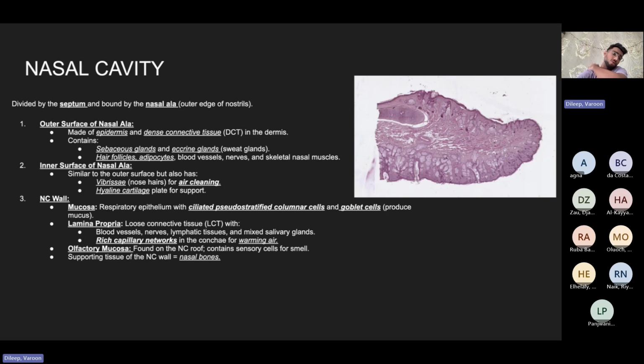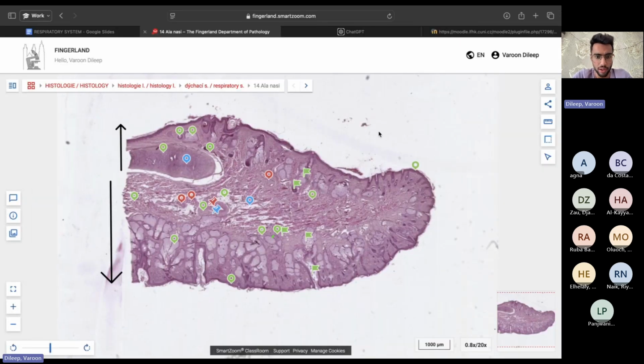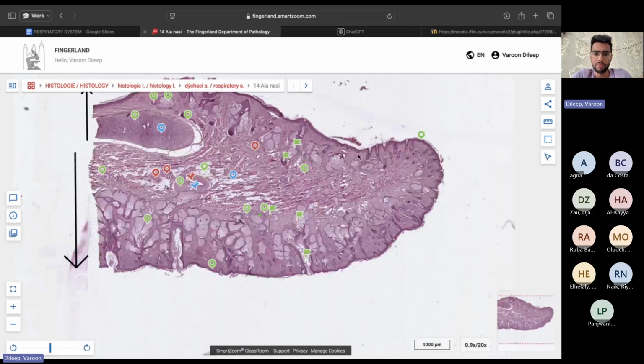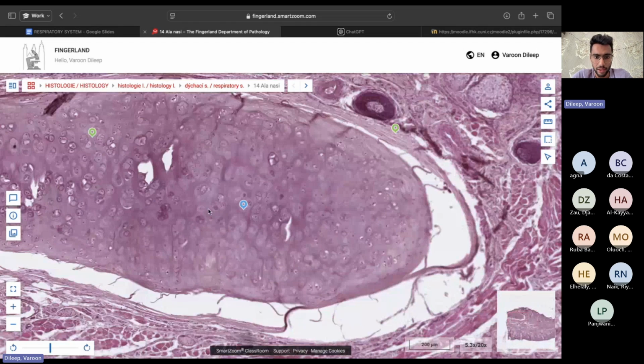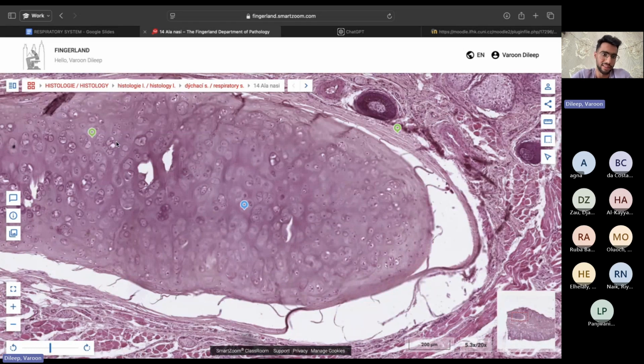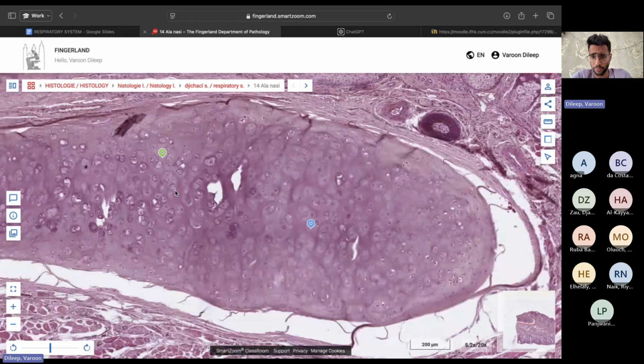There's not much to understand about this slide, it's more about just identifying the structures. As we look at the fingerland, this is labeled in your fingerland. The main things you have to identify are just to know what slide it is. First, you can see that this is the hyaline cartilage. And how do you know it is hyaline cartilage? Because it has a glassy appearance and you can see the isogenous groups as well.